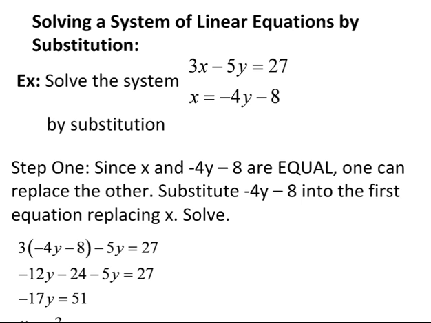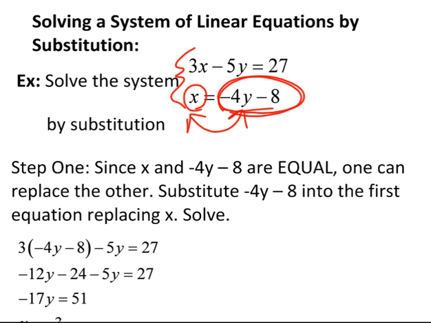All right, solving by substitution. So here we have a system. A system means we have two equations. The top equation is 3x minus 5y equals 27, and the bottom equation is x equals negative 4y. Now if you notice, I have x is equal to this. What that means is that they're exactly the same. When it says equal, it means they're exactly the same. So I can take one and replace the other. So that's what I'm going to do.